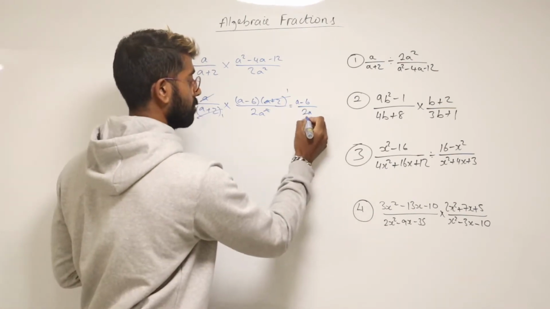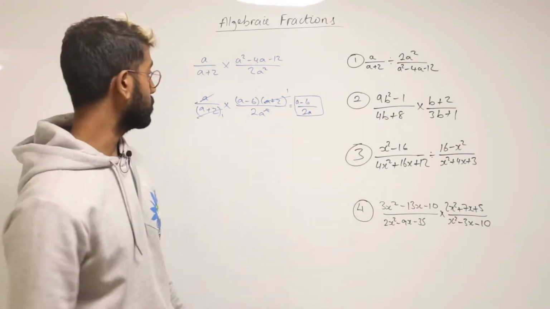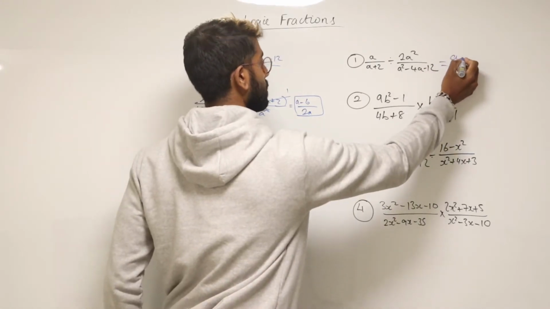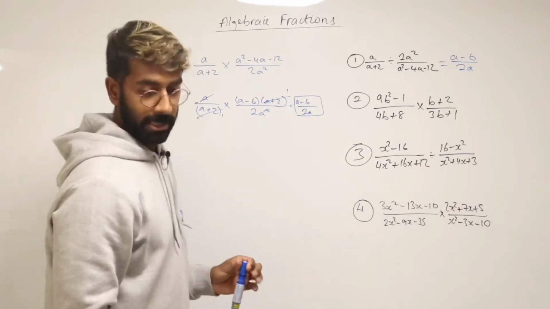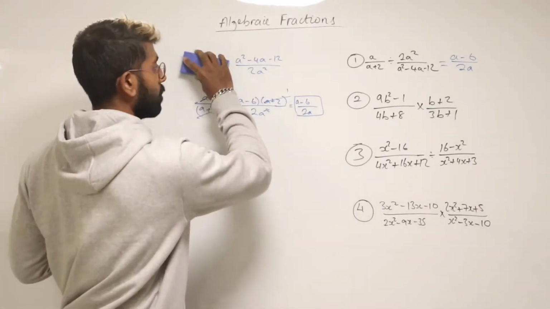So that's that one there. Let me write that across here. So that's a minus 6 over 2a. So that's the first one done. Let's quickly rub this out and go for the second one.